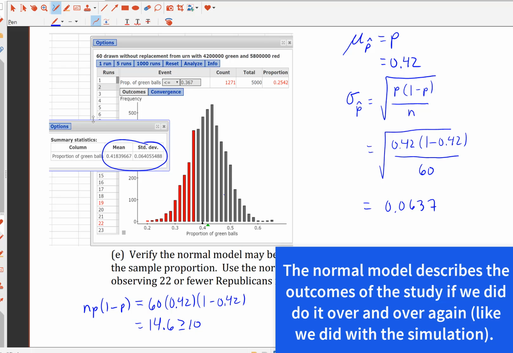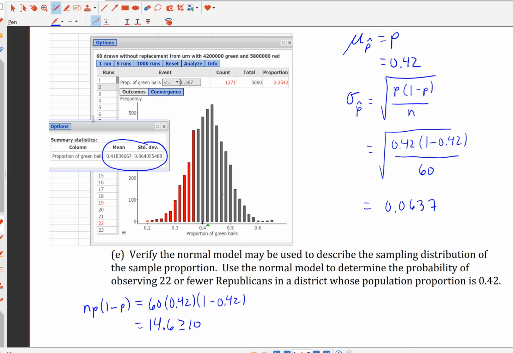The normal model is a model that is supposed to describe what would happen if we did this study over and over and over again. The computer can pretend to do this study over and over and over again. And so it makes sense that the normal model and the simulation match up.